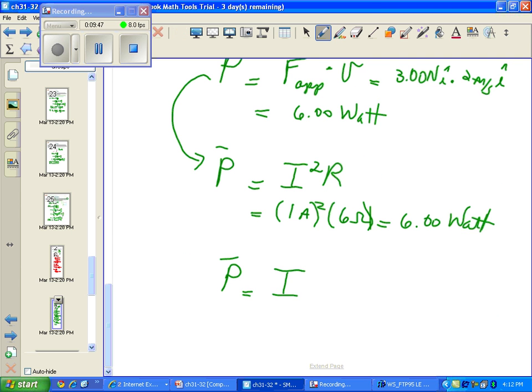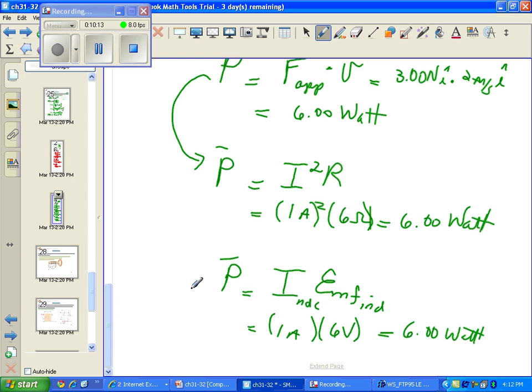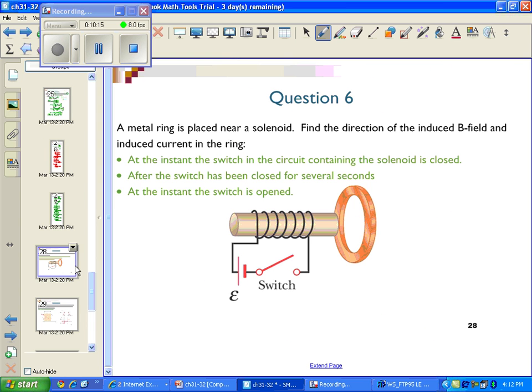How about if we take the current times the EMF which was induced? So the induced current times the induced EMF: the induced current 1 amp, the EMF that was induced had a magnitude of 6 volts, and here again 6 watts is the value of the power that is supplied to the resistor. Next question.